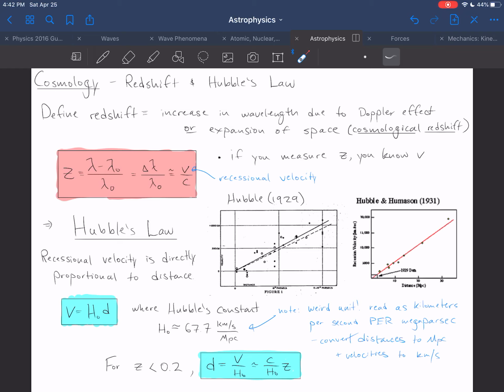So in Hubble's initial characterization of this, he said, oh, well, the further away they are, the faster they're moving. But a better description of it would be the further away they are, the faster they appear to be moving away from us due to the expansion of space. So it's the expansion of space that leads to that redshift.